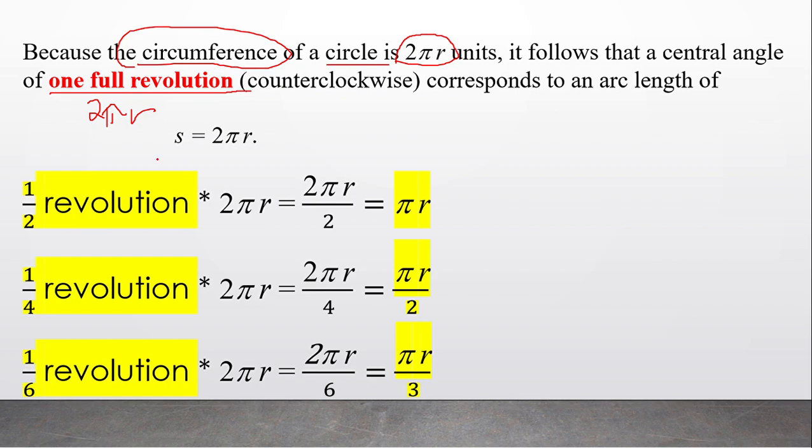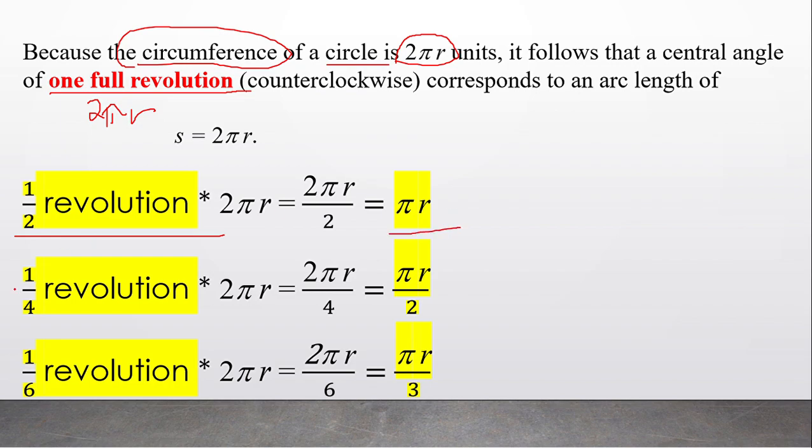Since we have 1 full revolution, let's take 1/2 revolution. That means half of the circle is 1/2 revolution, where the terminal side rotates half of the circle. 1/2 revolution times 2 pi r: we multiply it by the whole revolution. So 1/2 times 2 pi r is 2 pi r over 2, and 2 divided by 2 is 1. So we have pi r, or pi radians. So 1/2 revolution is equal to pi r.